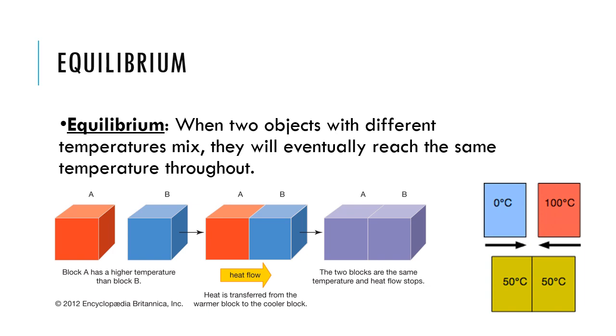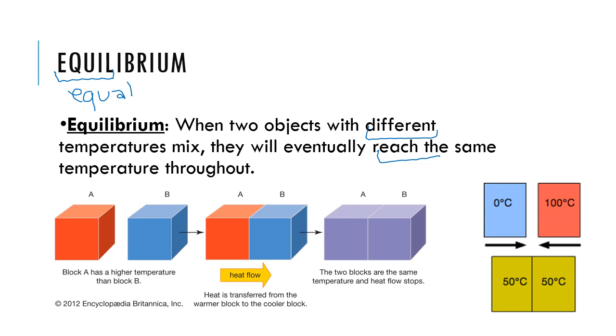So what y'all actually just saw in the last video is this idea of equilibrium. Equilibrium. And if you notice in this word, what do you see? Kind of looks like we see the word equal, right? So that's going to have a play in this. So this is when two objects with different temperatures mix together, and the idea that eventually they're going to reach the same temperature throughout.